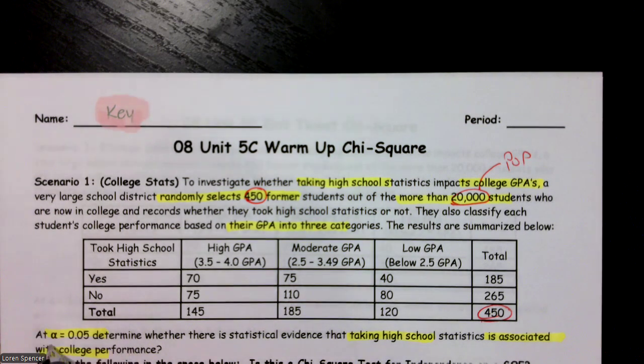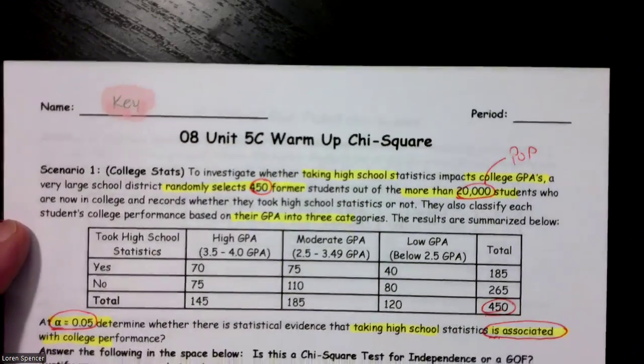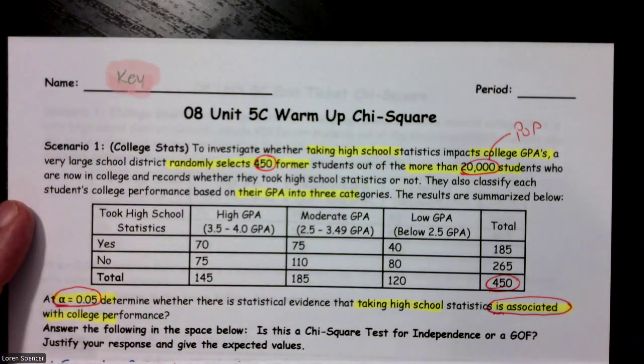At alpha equal 0.05, determine whether there is statistical evidence that taking high school statistics is associated with college performance. When I see that word associated, I'm like, oh, this is probably a chi-square test of independence. So answer the following in the question. Is this a chi-square test of independence or goodness of fit? Well, I see associated, I'm thinking it's independence.